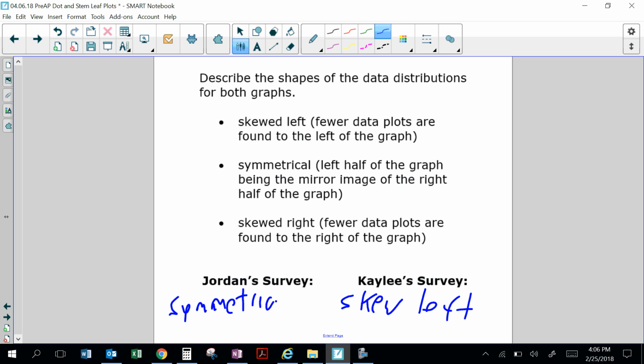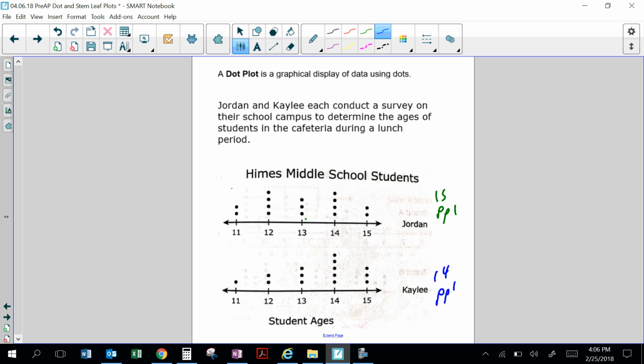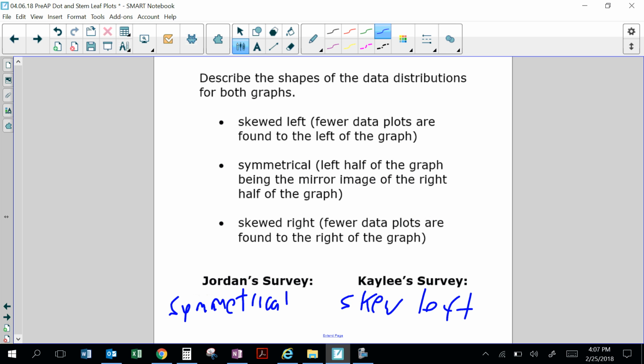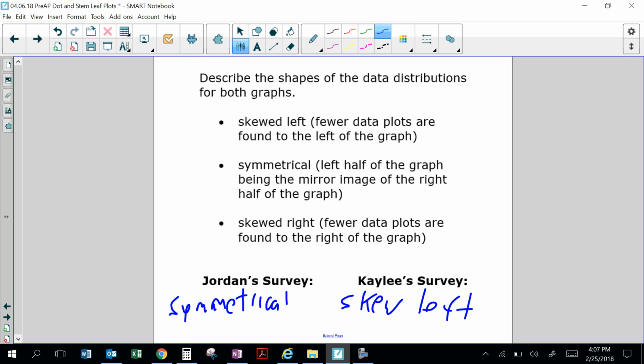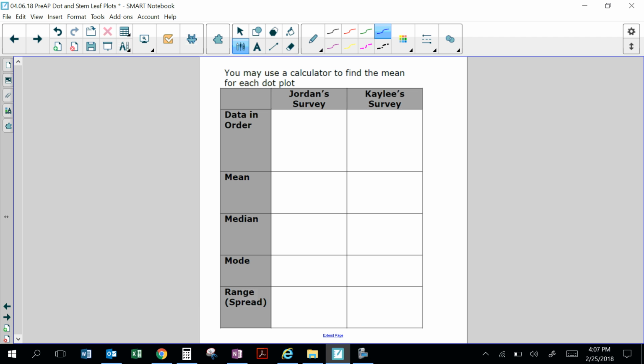Because if we draw a vertical line test, it's about symmetrical. Well, actually, it's exactly symmetrical. Skew right? Fewer data points are plotted to the right. No, there's a lot of data to the right, so it can't be skew right. So now you may use a calculator to find the mean.